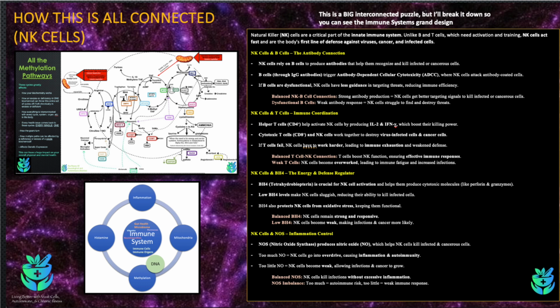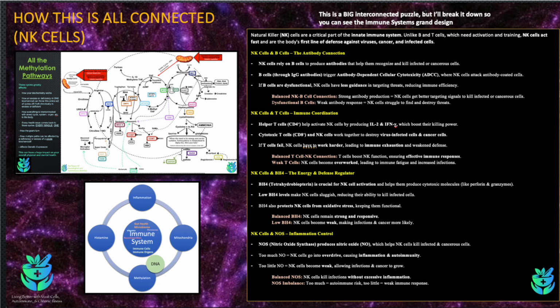Now, a balanced natural killer and B cell connection equals strong antibody production, and that equals cells getting better targeting signals to kill infected or cancerous cells. Dysfunctional B cells will equal a weak antibody response, which results in natural killer cells struggling to find and destroy threats. Natural killer cells and T cells, the immune coordination.